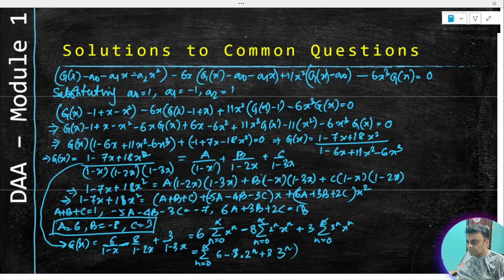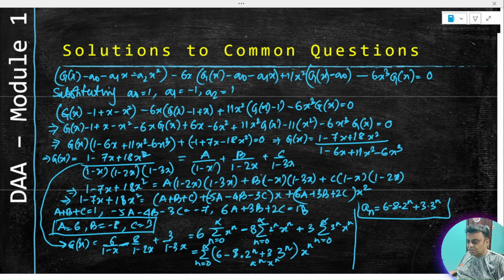And then we will also be taking x to the power of n common. So that is going to be your answer. Now if you compare the coefficients, then this is your an. This is of the format of an xn, right? So which means that an is equal to 6 minus 8 into 2 to the power of n plus 3 into 3 to the power of n.